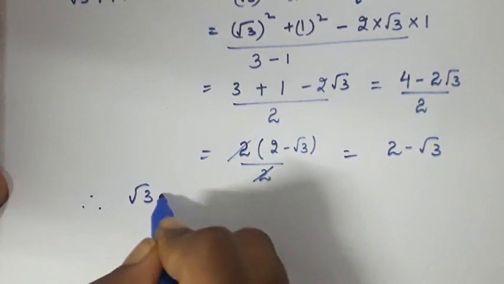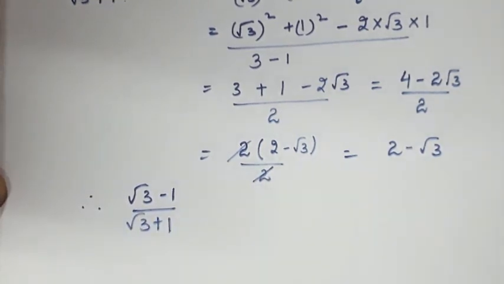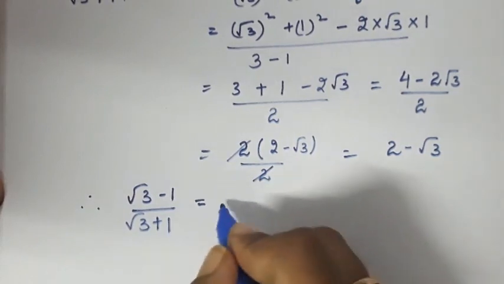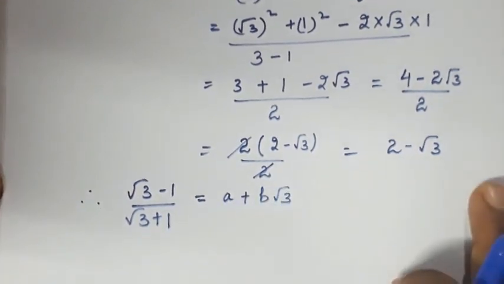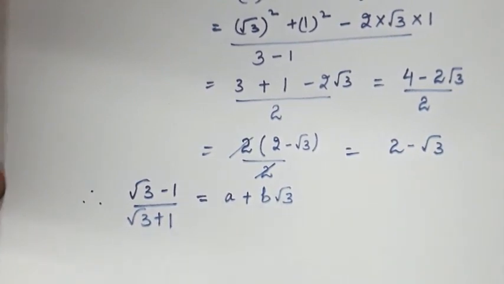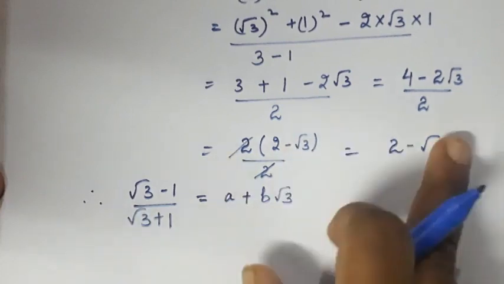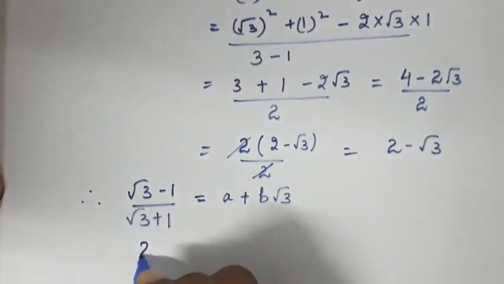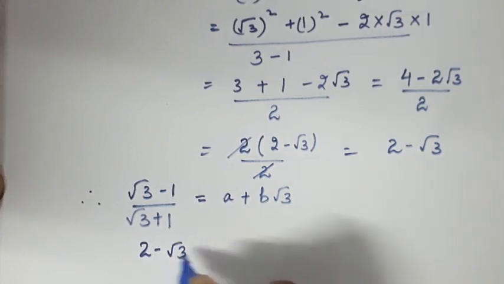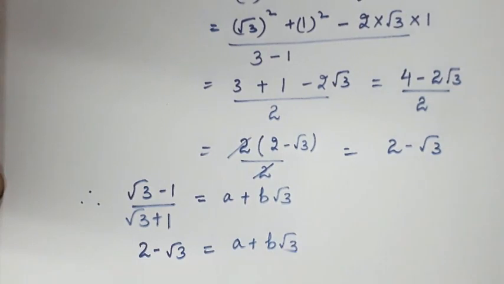That root 3 minus 1 upon root 3 plus 1 is equal to, as per the question, a plus b root 3. So I can replace this thing with the value that is 2 minus root 3. I can write here 2 minus root 3 is equal to a plus b root 3.